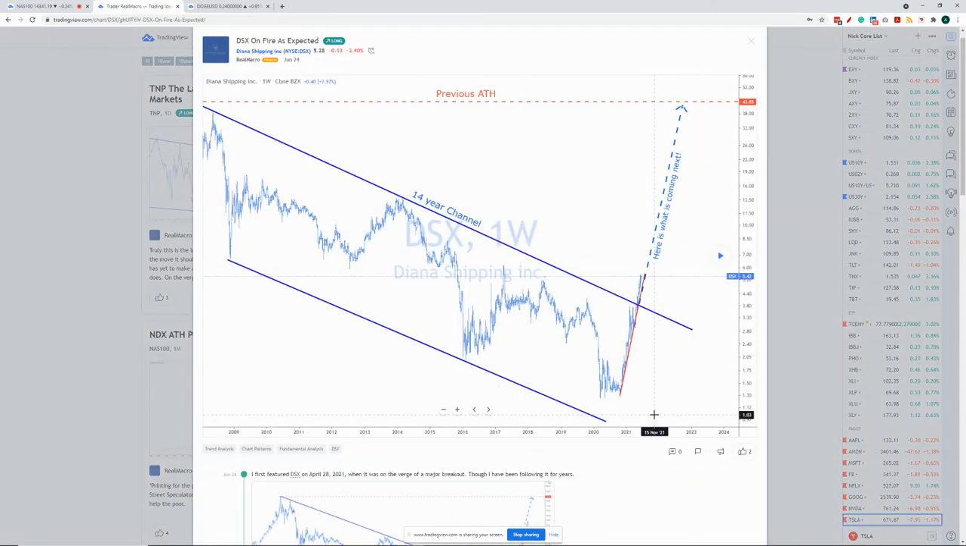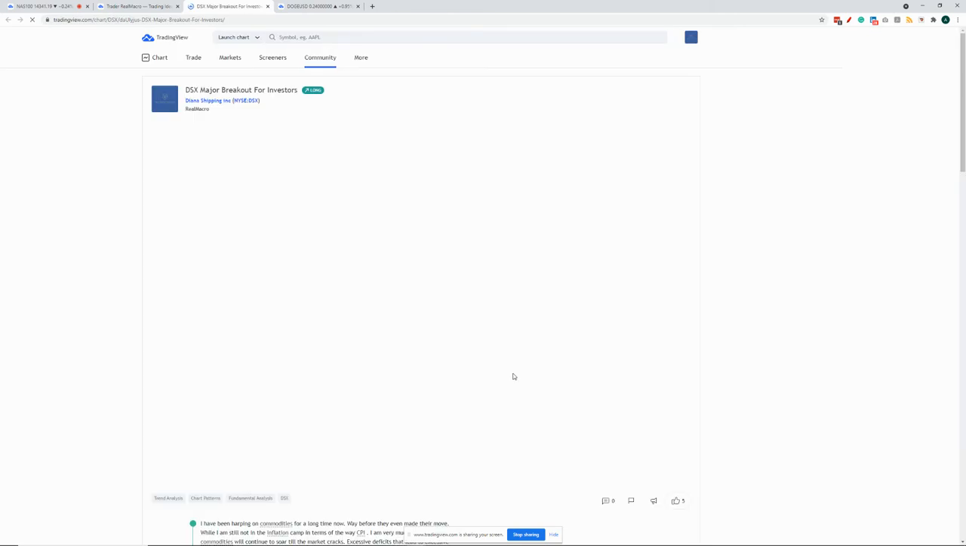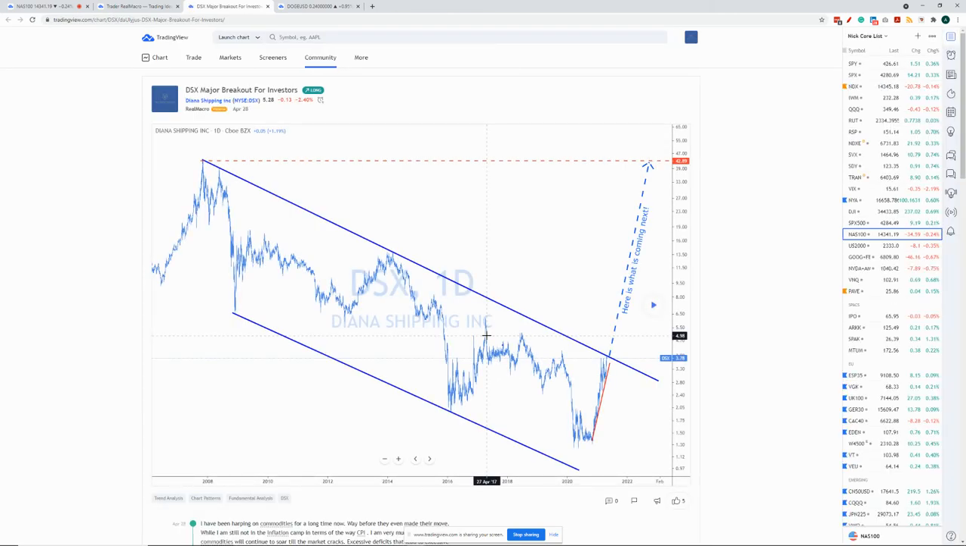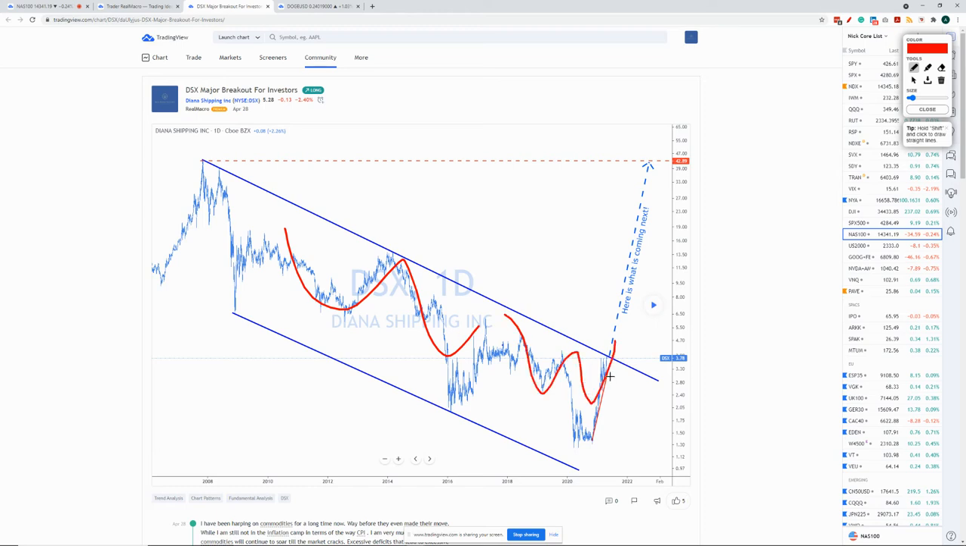Diana Shipping, on fire. Now, this is tied to commodities, okay? Shipping is very small, remember that. It's a very bottleneck industry. When commodities have been falling for 14 years now, being suppressed, suppressed, suppressed, and finally they start to break out, shipping is going to break out as well.